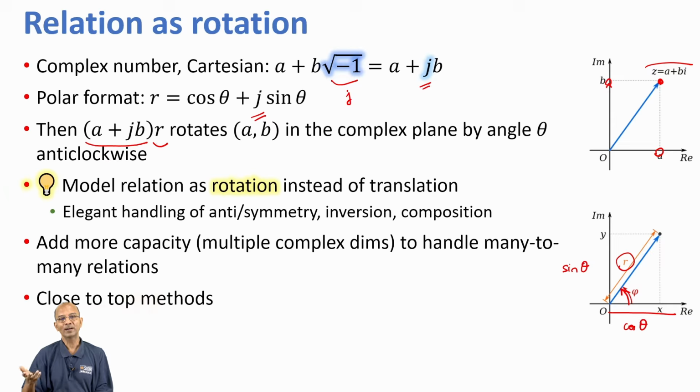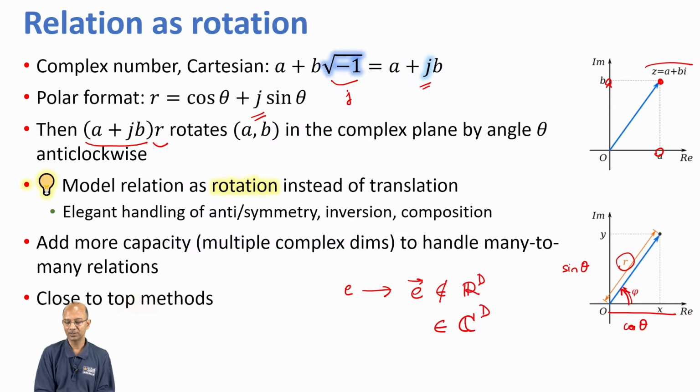To be able to handle many-to-many relations and a large knowledge graph, we will add more capacity by not turning one complex number, but turning a whole bunch of complex numbers. So our entity now will map to an entity vector which is not in real number to the d, but it will be in complex number to the d.